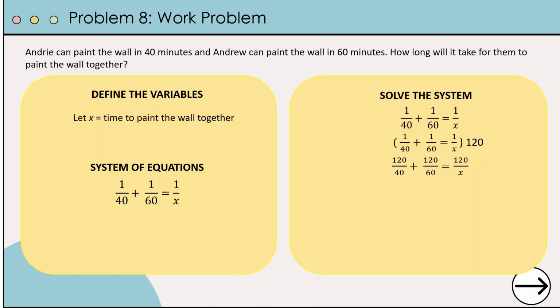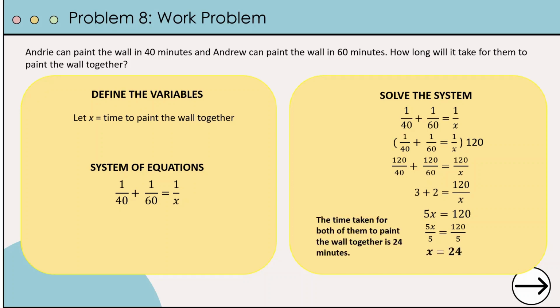We further simplify. 120 over 40 is equal to 3. 120 over 60 is equal to 2. And on the right side of the equation, we have 120 over x. We cross multiply. 3 plus 2 equals 5, times x. We get 5x equals 120. Let's solve for x by dividing both sides of the equation by 5. 5x over 5 is equal to 120 over 5, or x equals 24. Therefore, the time taken for both of them to paint the wall together is 24 minutes.